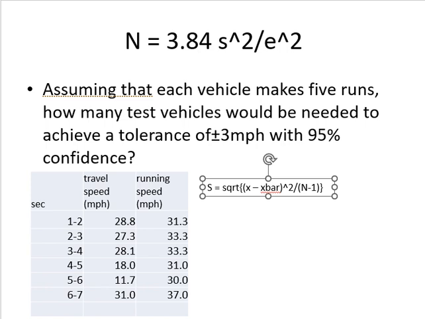So x is my value, the value of the speeds which you see here. X bar is what? The average. So you would calculate the average of each of these columns. And what was capital N? The total number of values, which is 6 here. Let us do it for the travel speed first. So give me x bar. 24.14. Okay, now give me s.